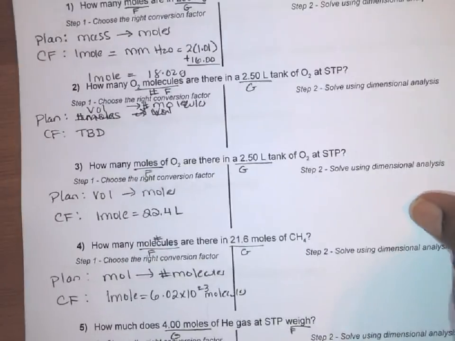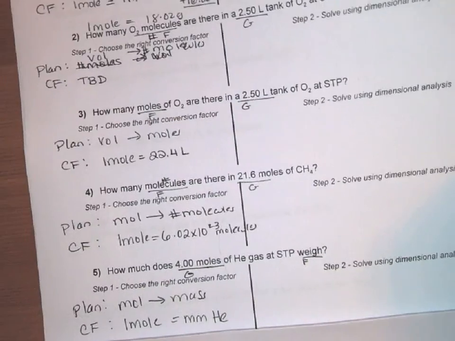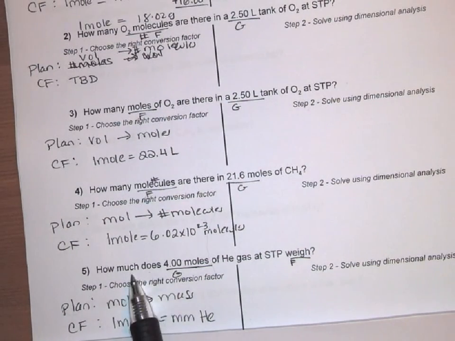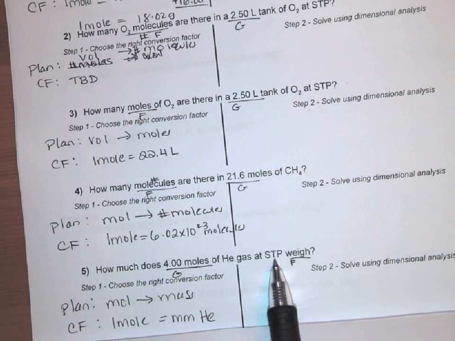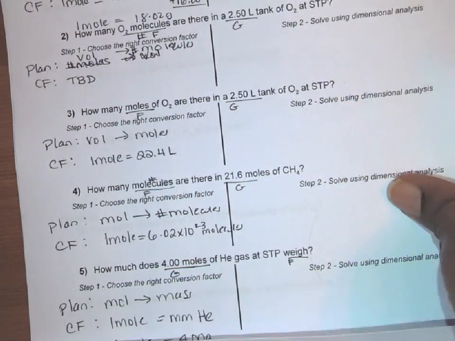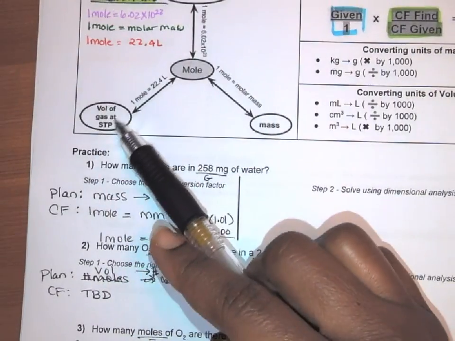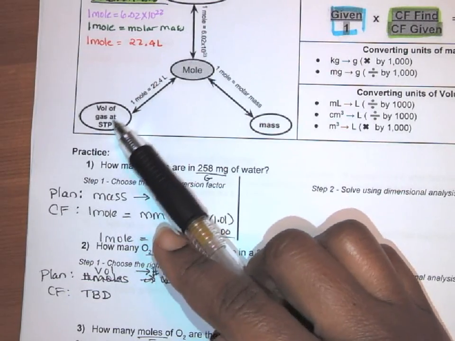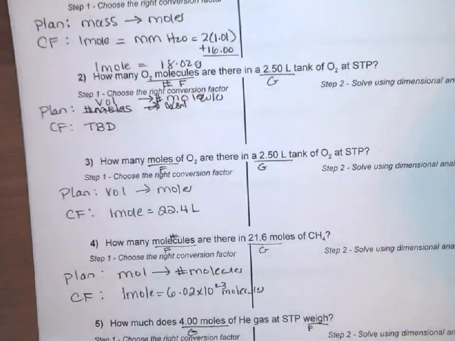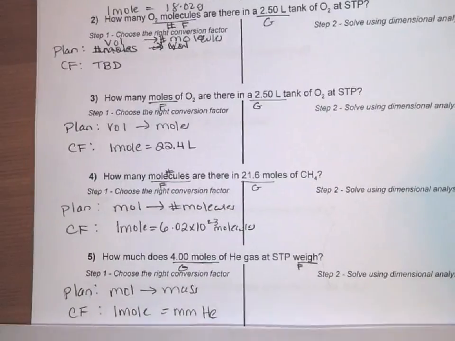All right, last one. This problem says, how much does 4.0 moles of helium gas at STP weigh? So you may be thinking, oh, STP, a gas, I'm going to be over here, right? There's STP over there. No. STP is just additional information. You don't really need it.